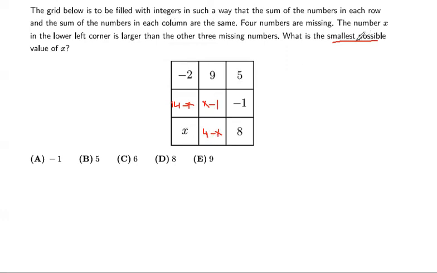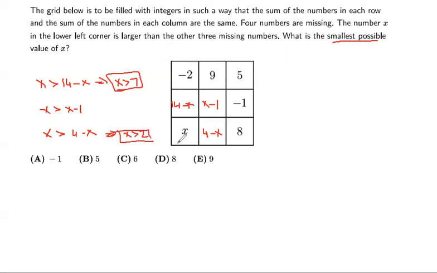Make sure that x is larger than the other missing numbers, which means x is larger than 14 minus x and larger than x minus 1, which is always correct. x is larger than 4 minus x. From here, if you add x to both sides, you will get 2x is larger than 14, so x is larger than 7. Keep this in mind. Adding x to both sides, you get 2x is larger than 4, so x is larger than 2.